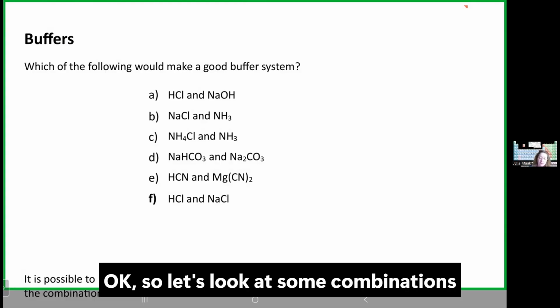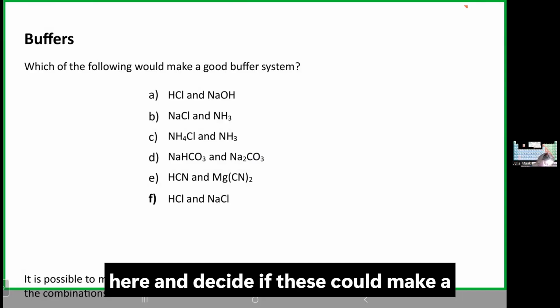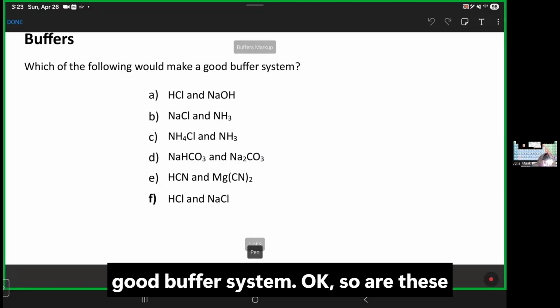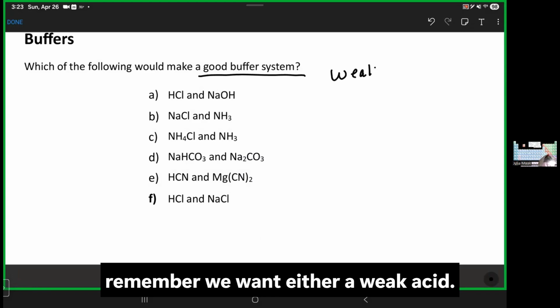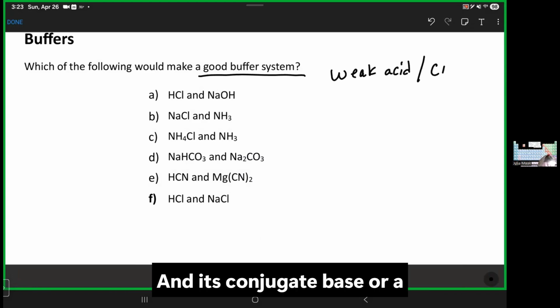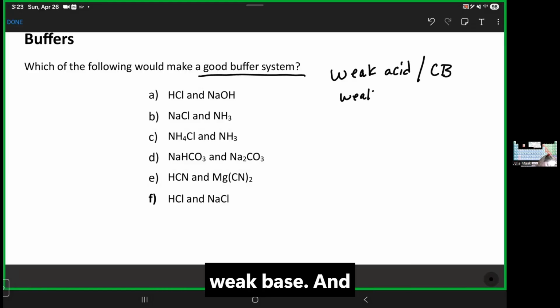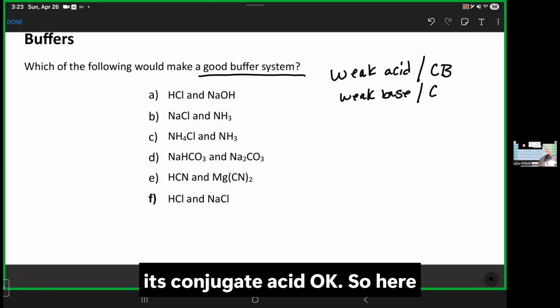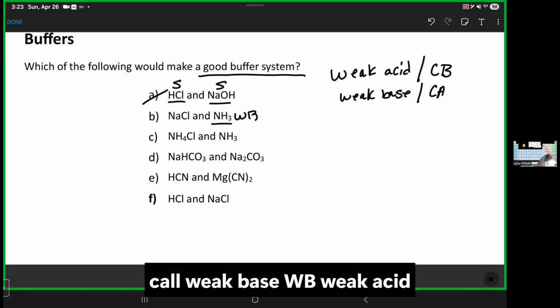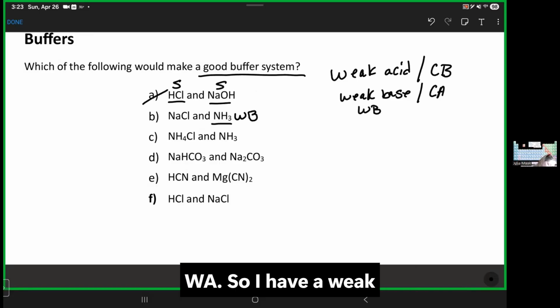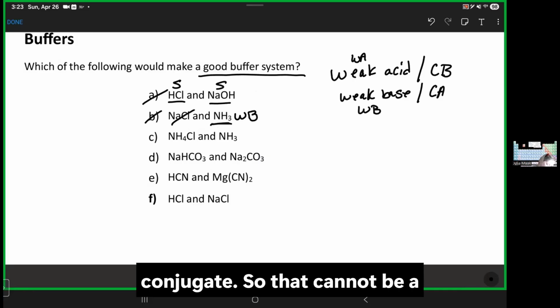Okay, so let's look at some combinations here and decide if these could make a good buffer system. So are these going to make a good buffer system? Remember, we want either a weak acid and its conjugate base, or a weak base and its conjugate acid. Okay, so here, those are both strong, so that cannot be a buffer. Here, I have a weak base. We call weak base WB, weak acid WA. So I have a weak base, but that is not its conjugate, so that cannot be a buffer system.